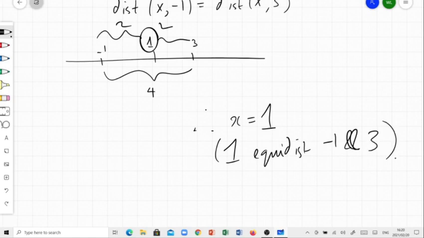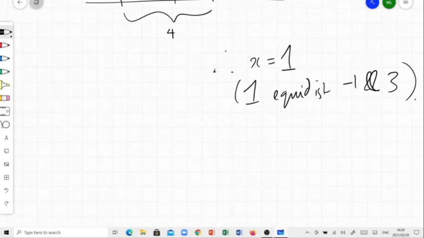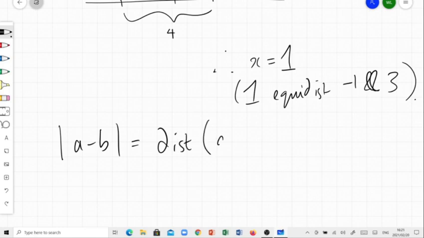Okay, so that brings us to the end of our absolute value lecture. The most important thing to take away here is that the absolute value of a difference is always taken as the distance between the two points on the number line.